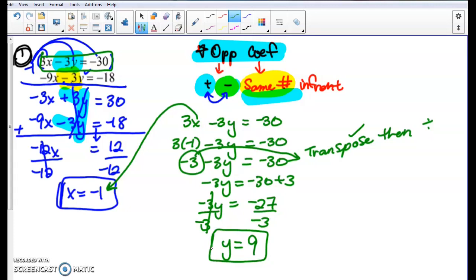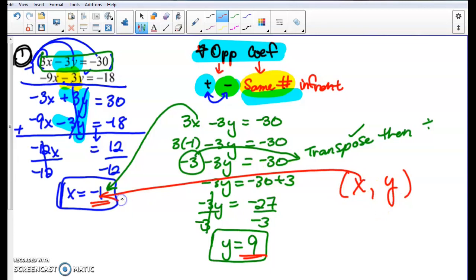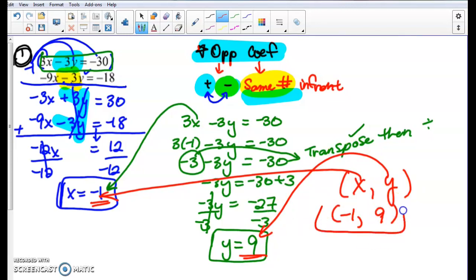Alright. Now that we have our x value is negative 1, we have our y value is 9, we write our answer as an ordered pair, x, y. So the x value is going to be our negative 1 over here. So negative 1 comes first. Our y is 9. There we go, and we're all good. That's our ordered pair, negative 1, 9.